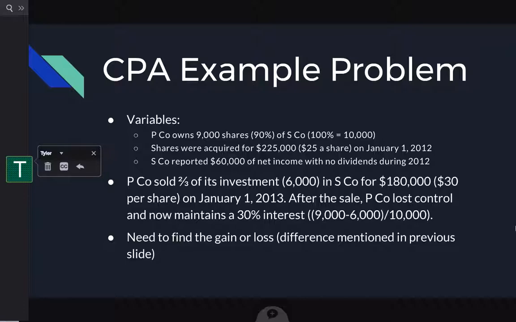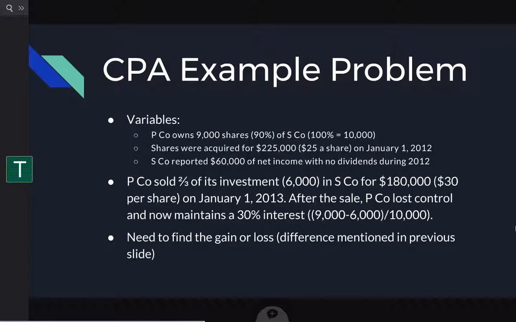Now to dive into our CPA example problem. First of all, this problem sets up a few variables. First of all, P Company owns 9,000 shares, which is 90% of S Company. That will make 100% 10,000 shares. These shares were acquired for $225,000, $25 a share, on January 1st, 2012. And S Company reported $60,000 in net income with no dividends during 2012.